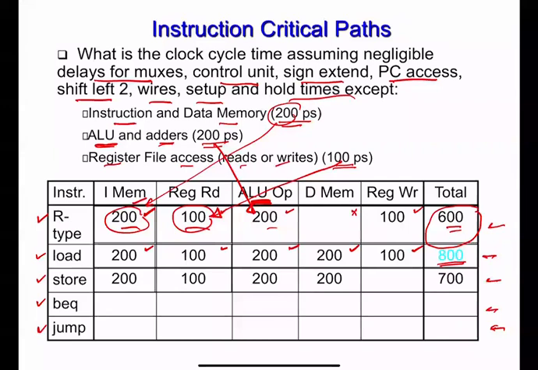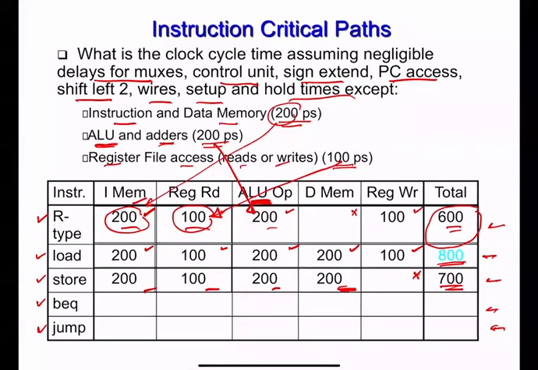Similarly, with the store, I will go through all of the steps except the very last one, to write to register. I will not take that into consideration, because store word means I will take value from the register and write it to the memory. So I don't have to write it again to the register. So the very last step will be the memory, and that's why I don't have this. If you do the addition, you will find that this is 700.